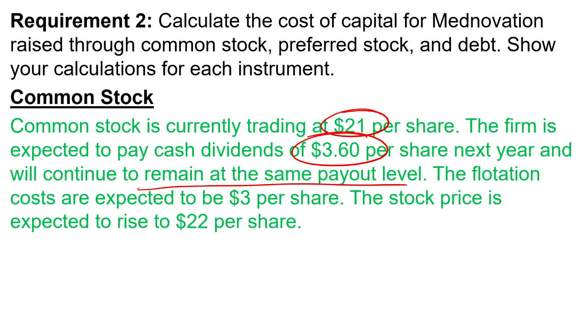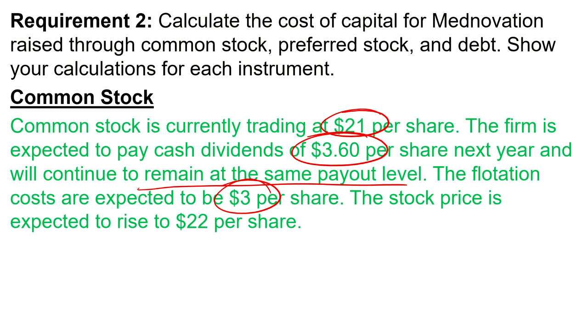There is no growth to the dividend, and so we don't need to worry about a dividend growth model to calculate our cost of common stock. The flotation costs are expected to be $3 per share, which is relevant because we're issuing new stock. We've already issued stock.